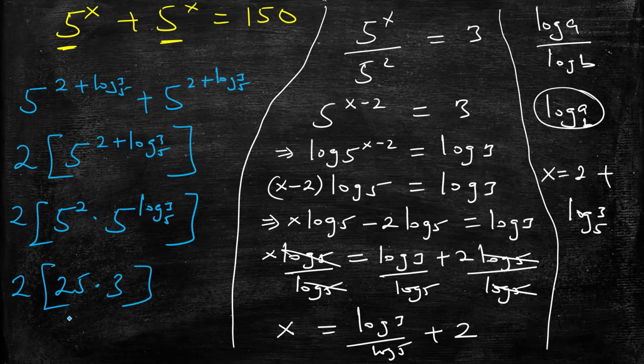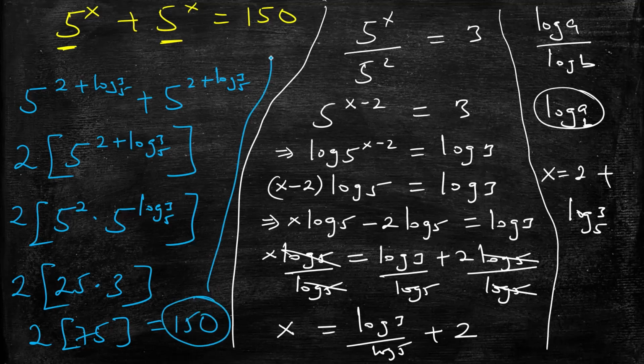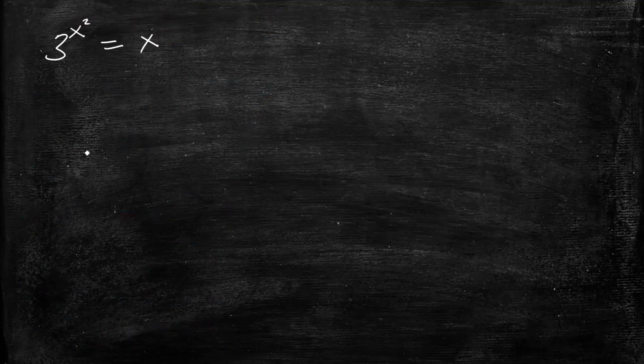So we have 3 times 25, which is 75. So 75 times 2 is 150. So hence proved, this side is 150. All right, so that's that question.